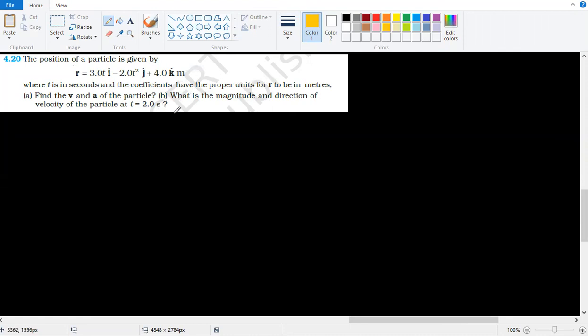I think we did something very similar to this in the example, but we can still do it. So v is equal to dr by dt, which means I have to differentiate this. If I differentiate this, 3t will go away, minus 2 into t square. So 2 comes to the front, t power 2 minus 1, differentiation, j cap, for this is a constant.